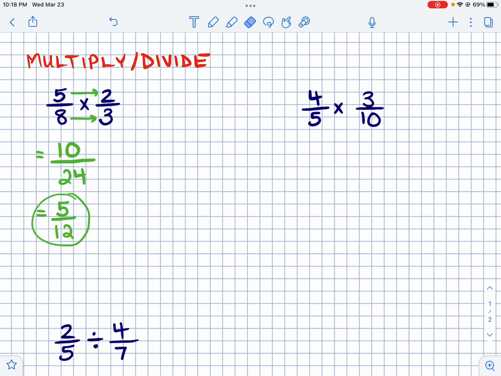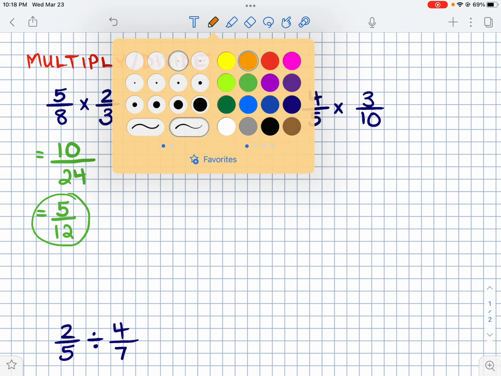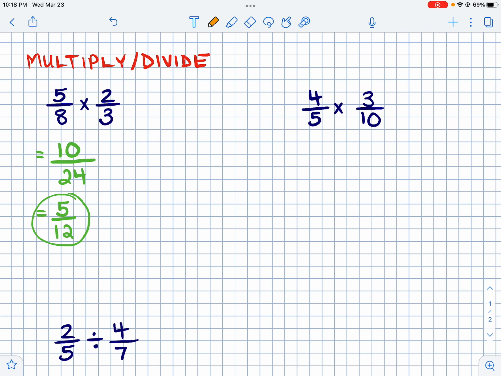Now there is a way that you could simplify it before you multiply it. If you don't feel good about this way, then you do not have to do it. But there's this thing called cross-reducing. So I can see that I have an 8 here and a 2 here. So I could actually reduce this fraction before I start. And the reason I can do that is because 5 over 8 times 2 over 3 is the exact same thing as saying 5 over 3 times 2 over 8.